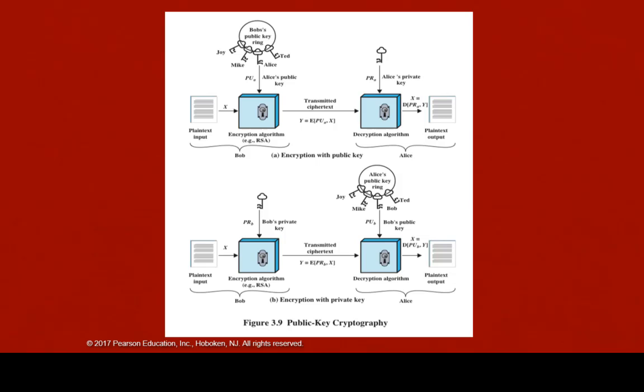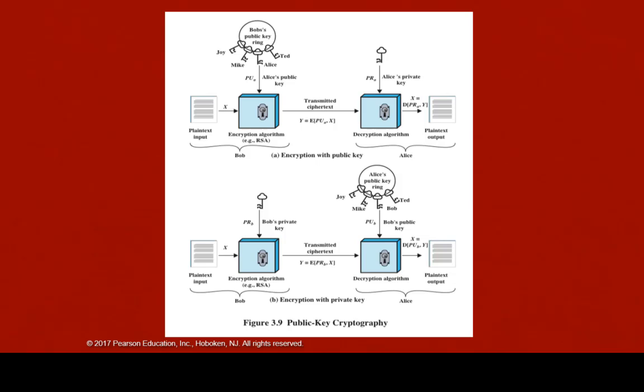Ciphertext. This is the scrambled message produced as output. It depends on the plain text and the key. For a given message, 2 different keys will produce 2 different ciphertexts. Decryption algorithm. This algorithm accepts the ciphertext and the matching key and produces the original plain text. As the name suggests, the public key of the pair is made public for others to use, while the private key is known only to its owner.